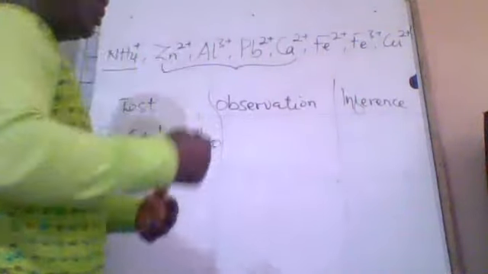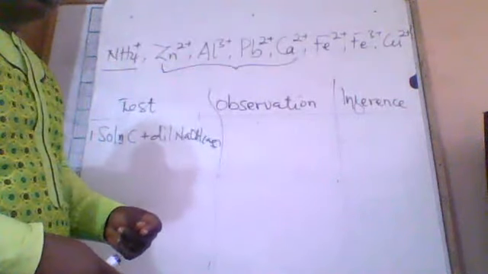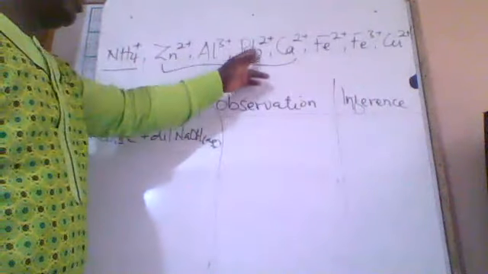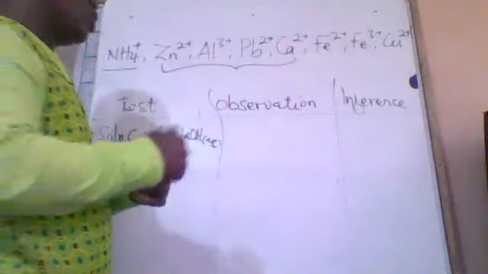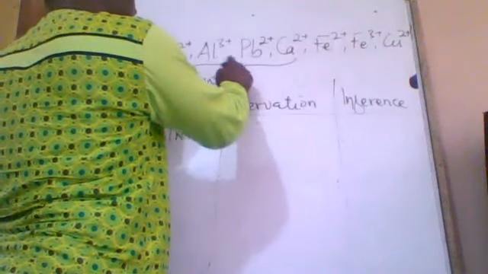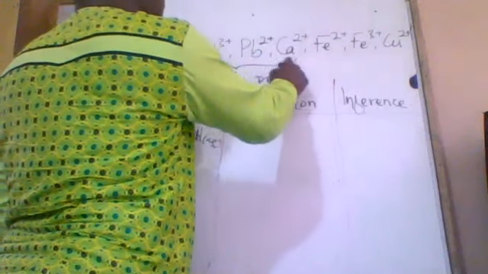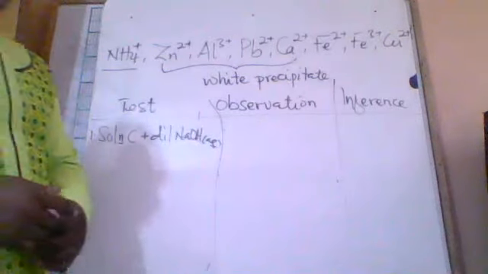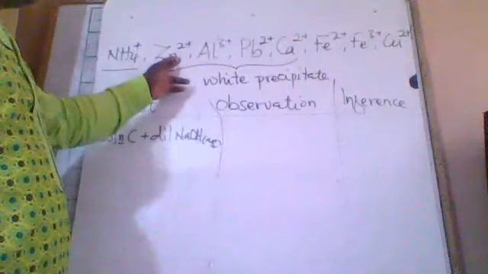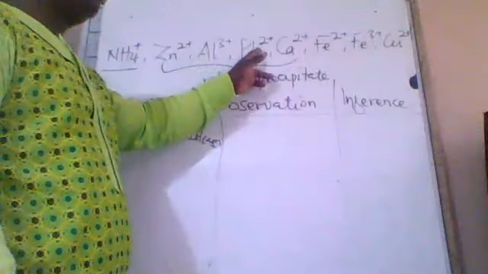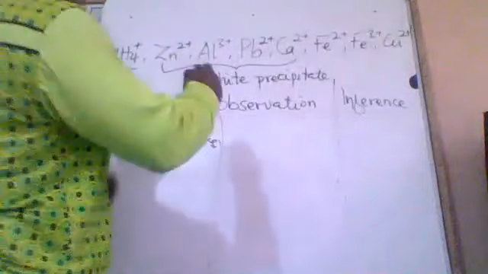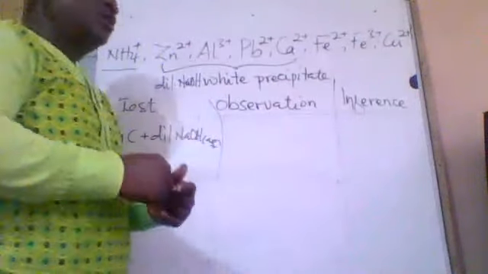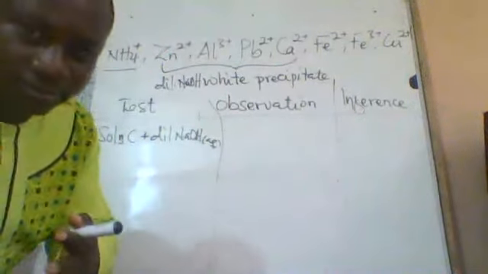When you add sodium hydroxide solution to a test solution that contains any of these cations, you are going to see a white PPT, white precipitate will be seen. Zn2+, Al3+, Pb2+, Ca2+. On adding dilute sodium hydroxide, you will see white PPT.